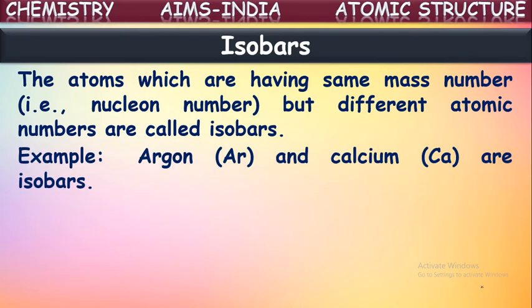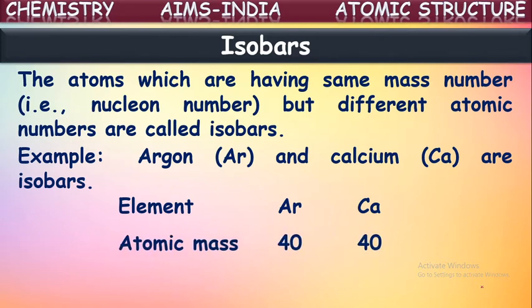For example, argon and calcium are isobars. Let us see their numbers of fundamental particles. For the elements argon and calcium, the mass number is 40 and 40. Both have the same mass number, but their atomic numbers are 18 and 20. Argon's atomic number is 18, whereas the atomic number of calcium is 20. Both have different atomic numbers, but the same mass number, 40 each.